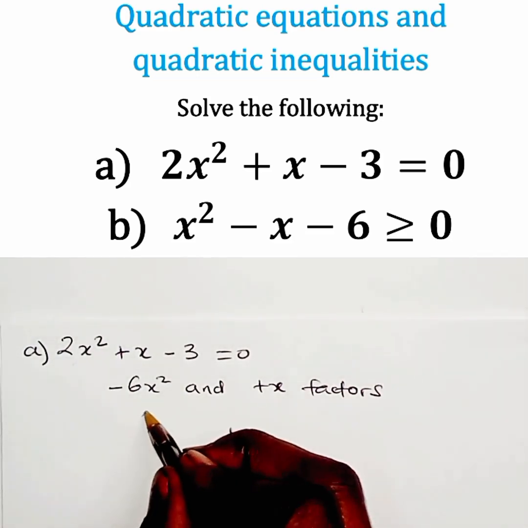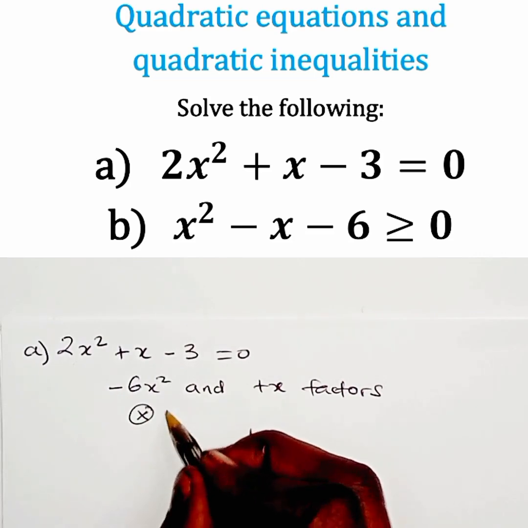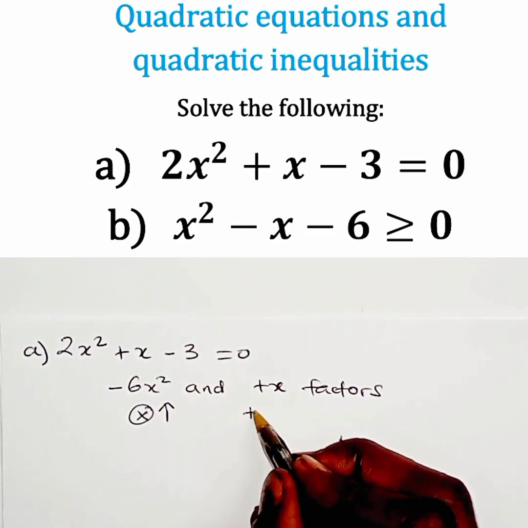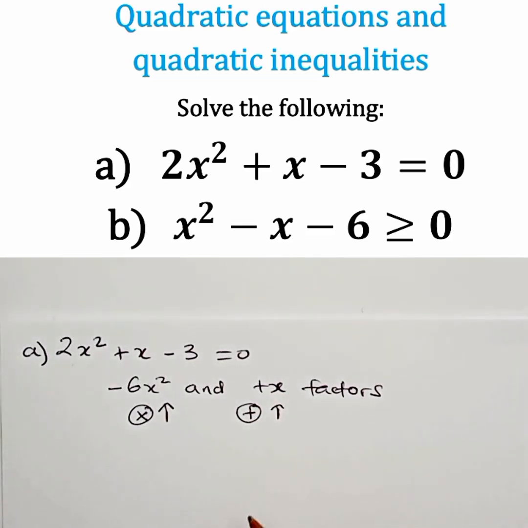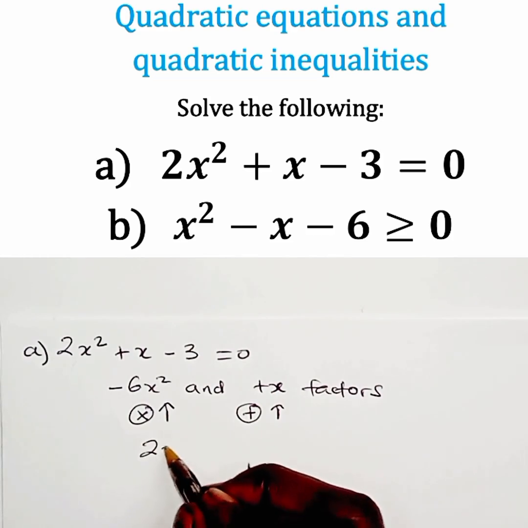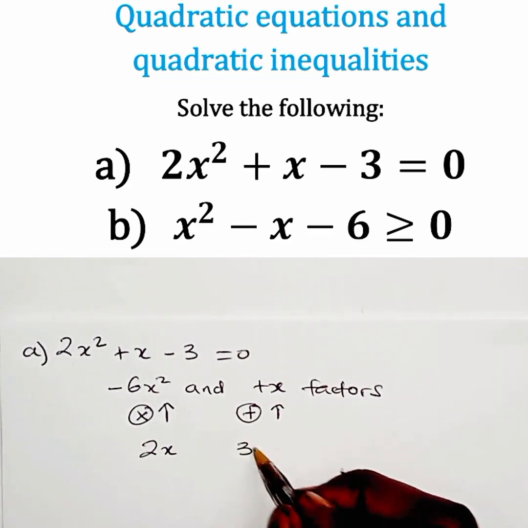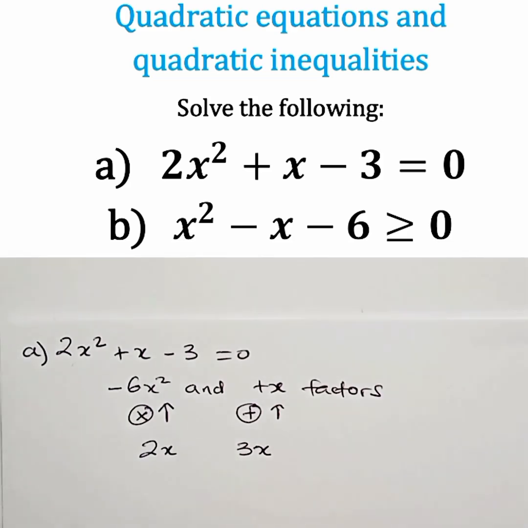So we need two numbers that if we multiply, we get that, and if we add, we are going to get plus x. And now what are they? They can be 2x and 3x. All right, but now we have to look at the signs. We are going to have a positive here and a negative there, because if we say 3x minus 2x, you get positive x, and if we say minus 2x times 3x, you are going to get that.